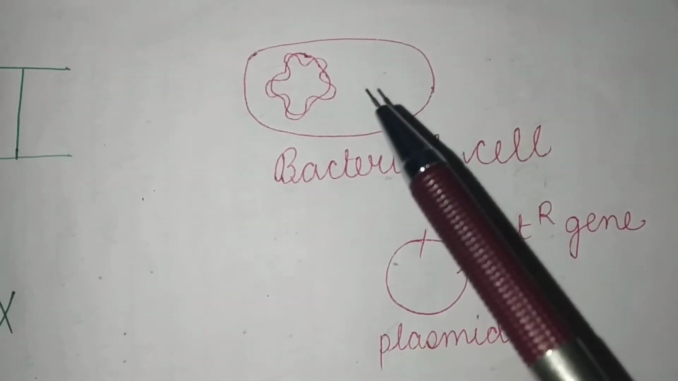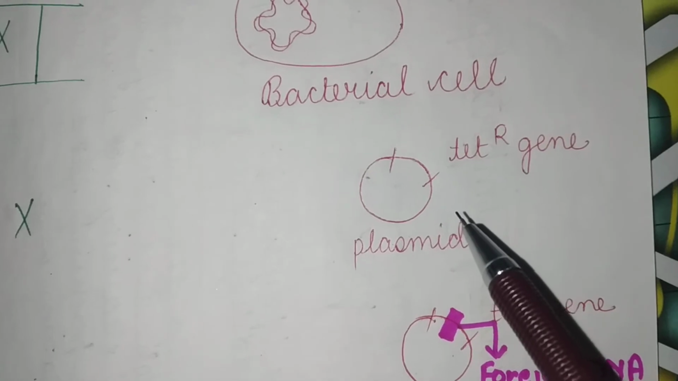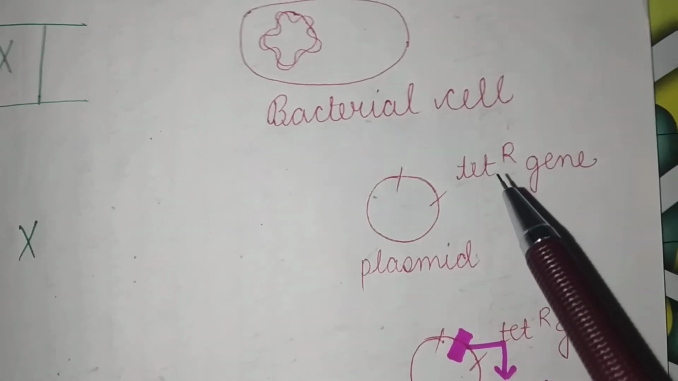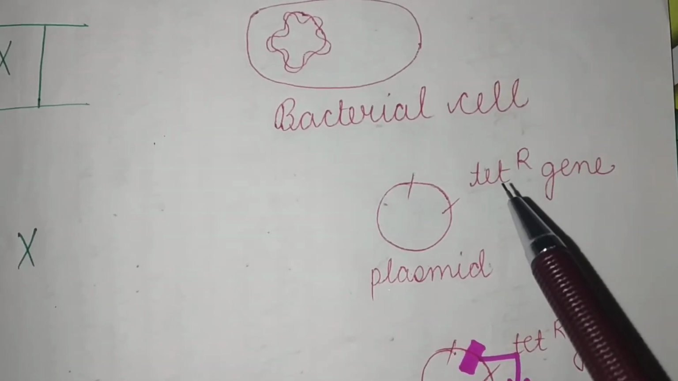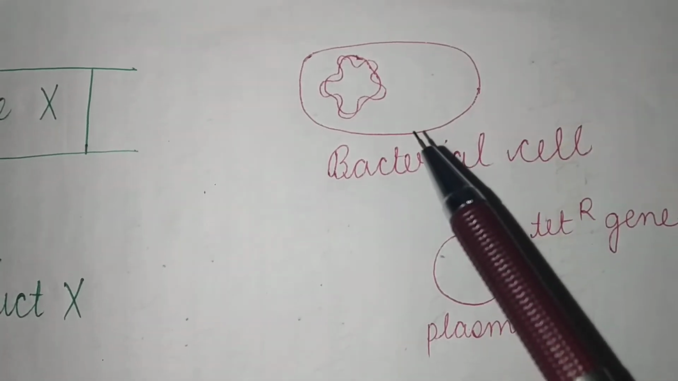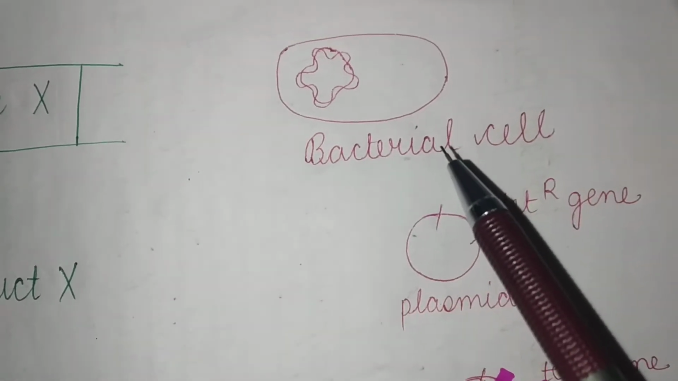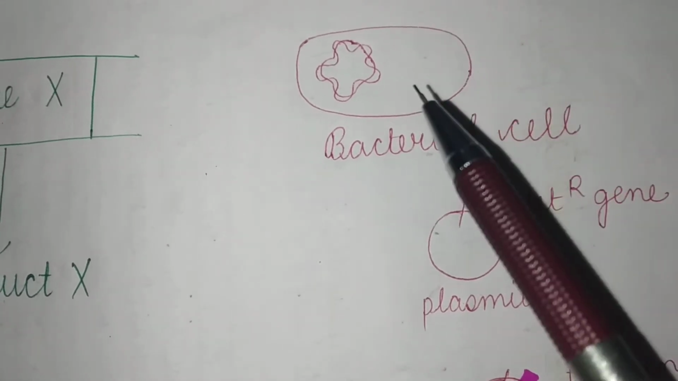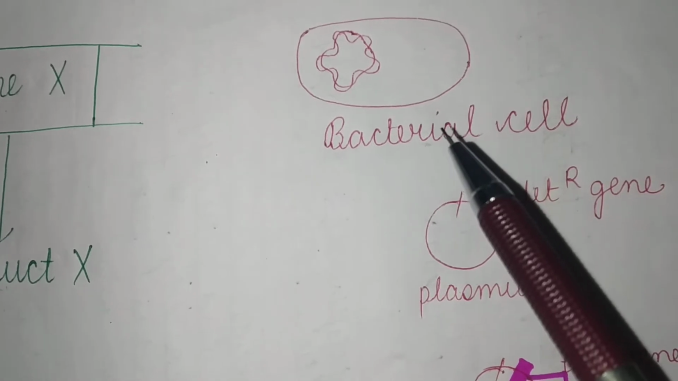Insertional inactivation can also be seen in terms of an antibiotic resistant gene. Suppose this is a bacterial cell and it is a plasmid. It has a tetracycline resistant gene. That means it can show resistance towards tetracycline. And if this plasmid is inserted into this bacterial cell, the bacterial cell as well develops the property of showing resistance towards tetracycline. That means this bacterial cell will be able to survive in tetracycline medium.